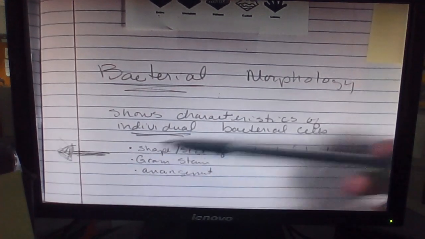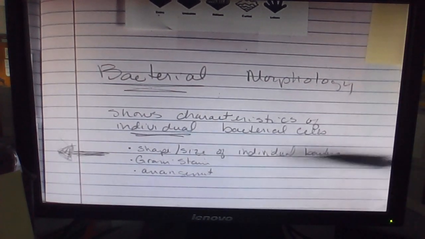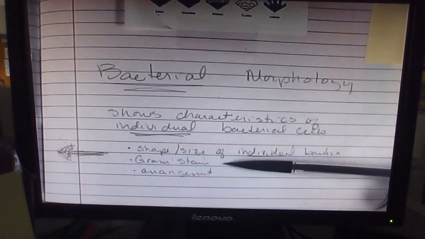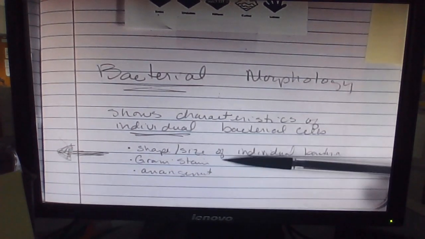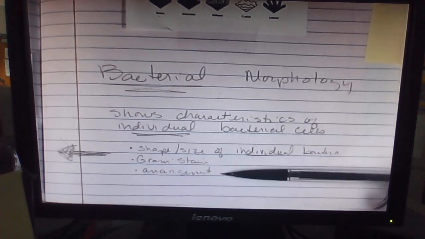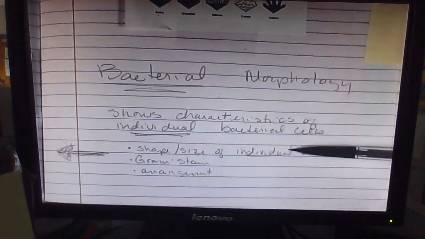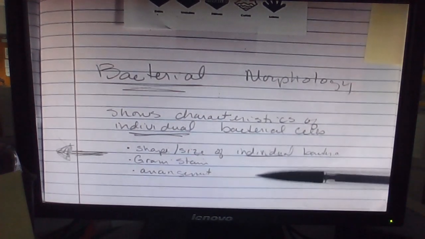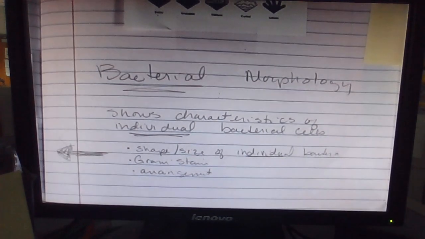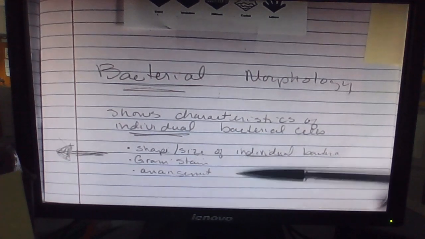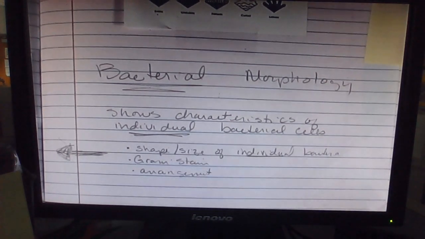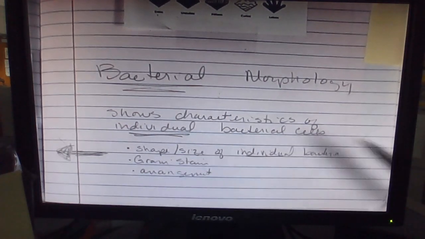So examples of bacterial morphology are size and shape of the individual bacteria. Gram stain, how do they look after they've gone through a gram stain? And the arrangement, how are they arranged? So size and shape is bacillus, coccus, spirillum. Arrangement has to do with are they diplo, staphylococcus, streptococcus, that sort of thing. And then, like I said, we'll do gram stain and look at are they staining and show a gram-positive bacteria or a gram-negative bacteria.